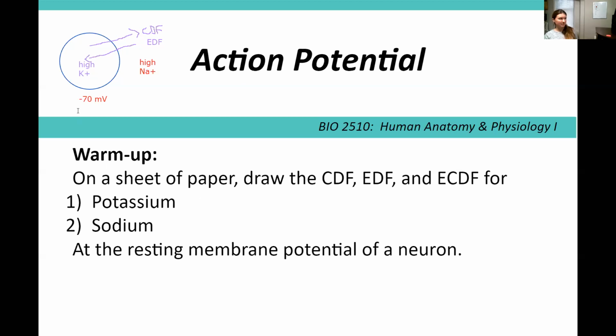So for potassium, it's like negative 94. So we want to make this more negative. So our chemical driving force is going to be stronger. So we're going to have our electrochemical driving force pointing out. Okay, so that's in the same direction as our chemical driving force, you'll notice. I'll label this.